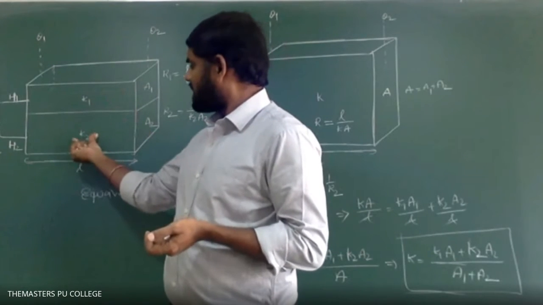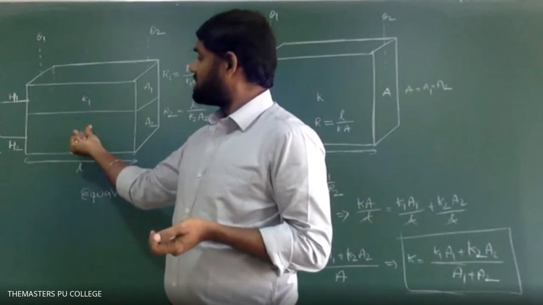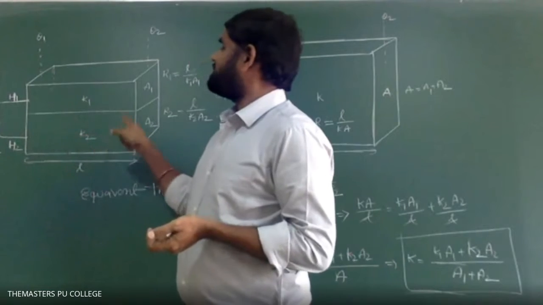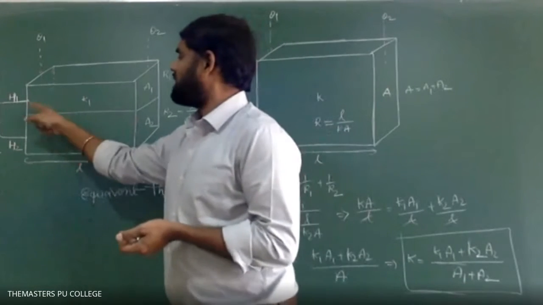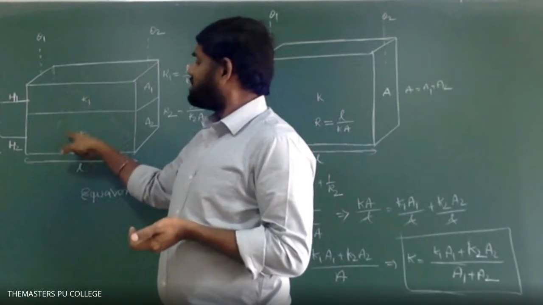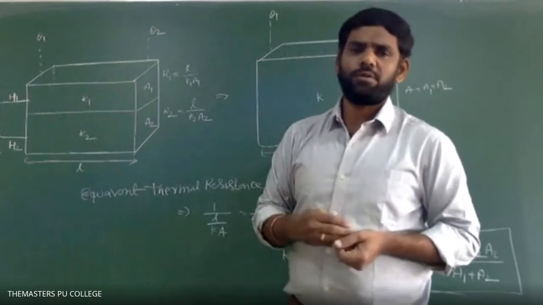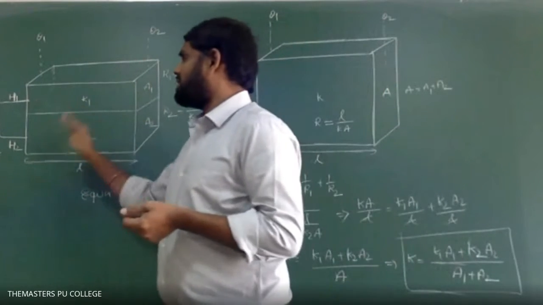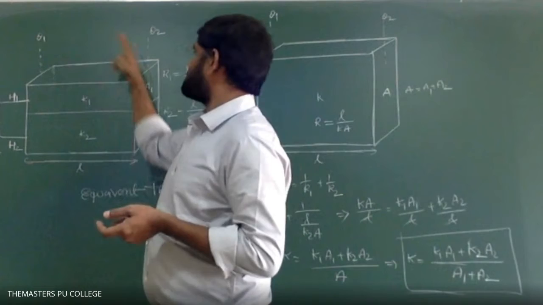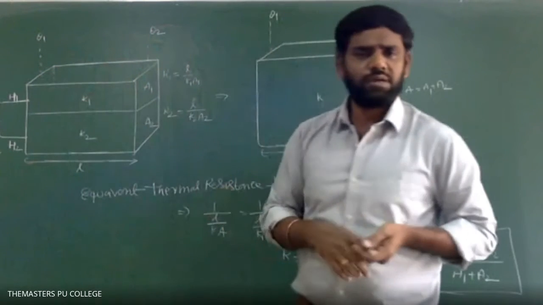Or else the second conductor offers more thermal resistance. Less thermal resistance means more heat will flow. So heat will select the path which encounters less thermal resistance, and through that path more heat will flow. That's why heat flow will be different, and the temperature difference across the conductors is the same in parallel combination.